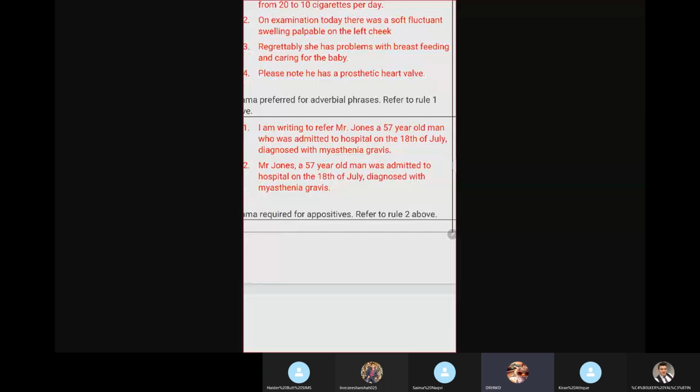Because if you write, I'm writing to refer Mr. Jones, comma, now when you put a comma, you're talking about this Mr. Jones and his age and everything that he has. You would not put a comma after man because you're continuing the sentence and saying who was admitted to the hospital. Unless it's another patient or someone else, that's when you put a comma, right? Now that would signify that who is admitted to the hospital might be another person. But since you're talking about Mr. Jones, the thing continues, right?